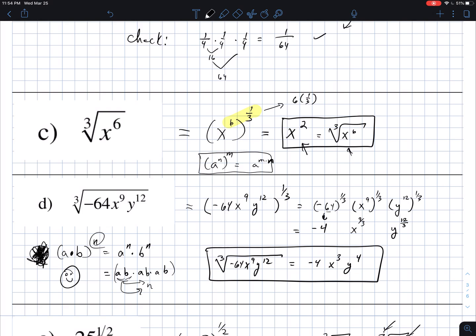So I broke it down like this. I said the negative 64, I raised it to the 1/3 power. I took the x to the 9th, I raised it also to the 1/3 power. I took y to the 12th and raised it to the 1/3 power. Just like we would do over here. If you think about it, you might want to think distribution, but remember, it's really not. But if it helps you remember it, then use it.